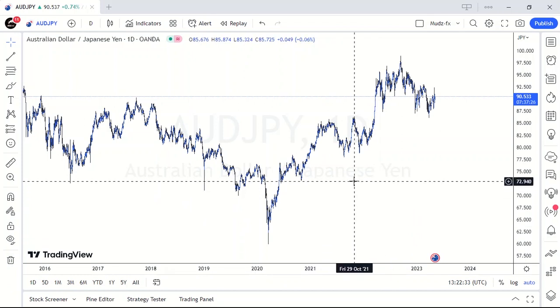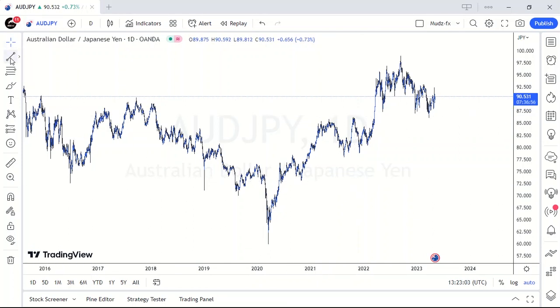Today we're gonna be looking at AUDJPY. AUDJPY is one of the currency pairs, the Australian dollar against the Japanese yen. We're gonna start from the daily time frame so that we can mark up our significant resistance and support.